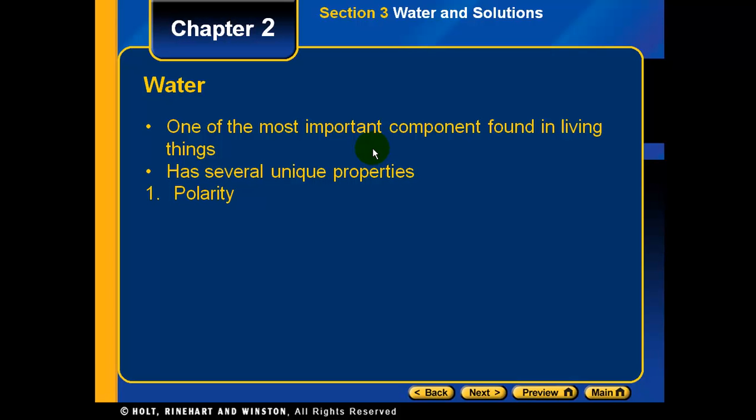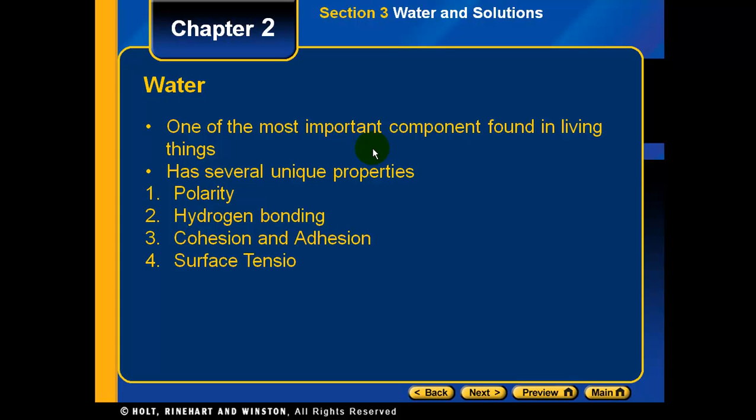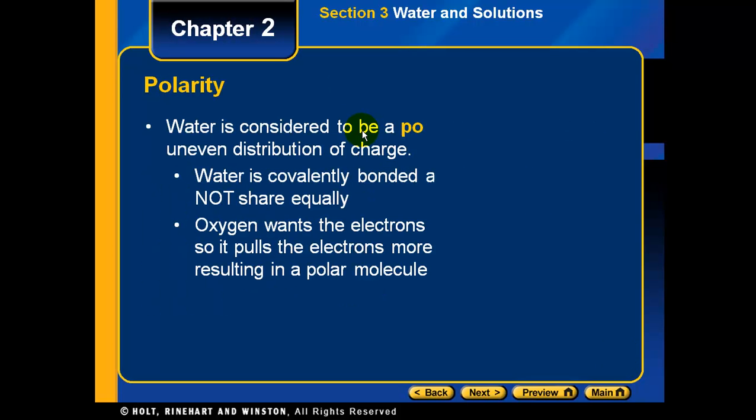Number 1 is polarity. So we're going to define what makes a molecule polar. Property number 2 is hydrogen bonding. So far we've only covered covalent bonding and ionic bonding. Now we're going to learn what hydrogen bonding is. A third property is cohesion and adhesion. Number 4, surface tension. Number 5, temperature moderation. And number 6, density. So the first one we're going to do is polarity.